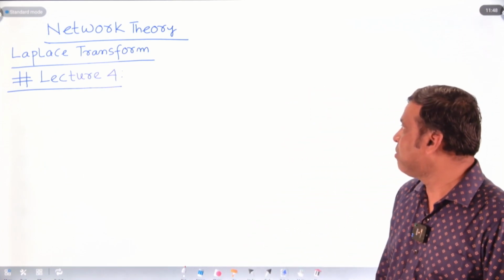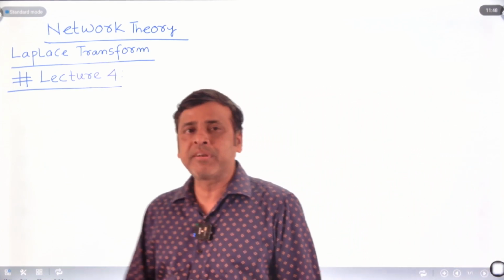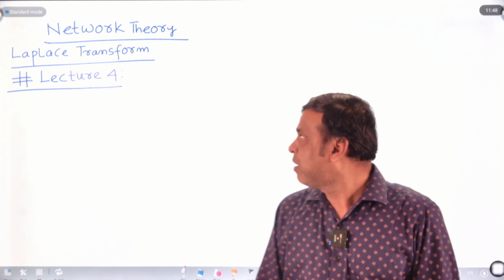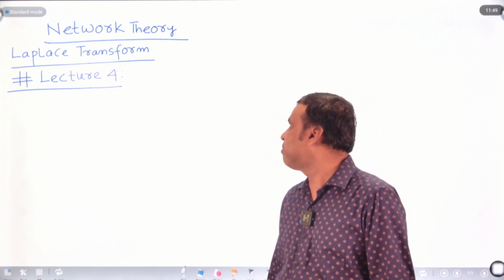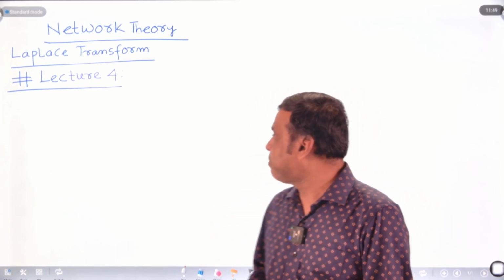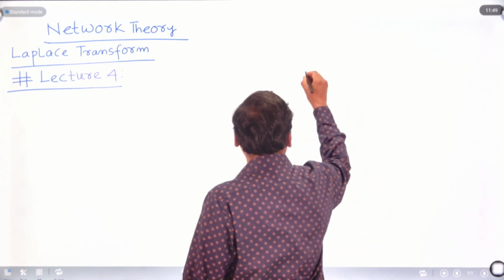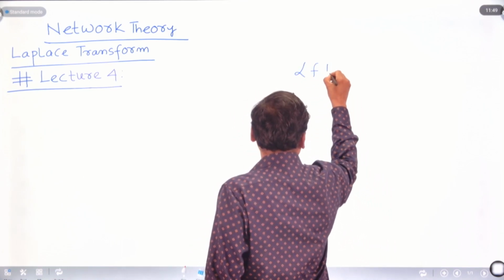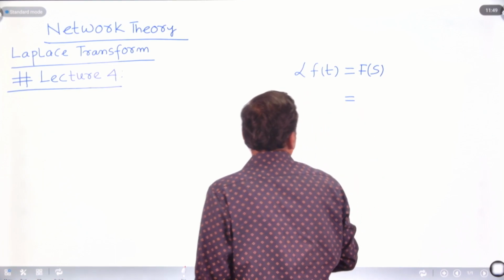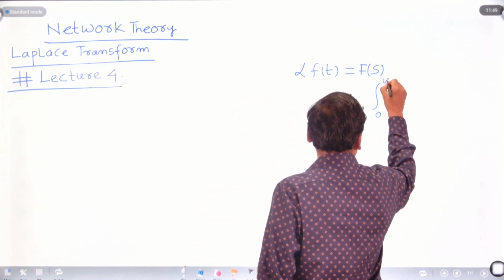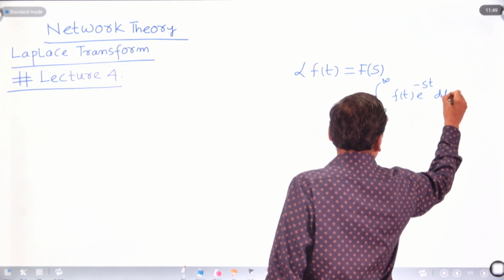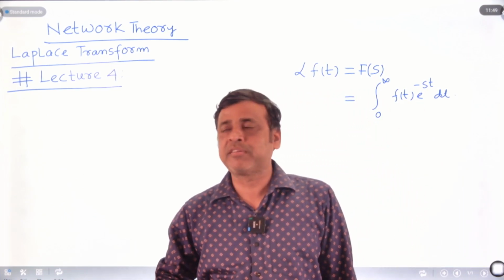Now we are going to discuss Laplace transform. Already I told you about the Laplace transform of basic functions in previous lectures 1, 2, 3. Again I will recall the Laplace transform of different functions. The Laplace transform of f of t is F of s, and there is a standard formula to find the Laplace transform of any function: integral from 0 to infinity of f of t into e to the power minus st dt. This is the standard or basic formula to find the Laplace transform of any function.